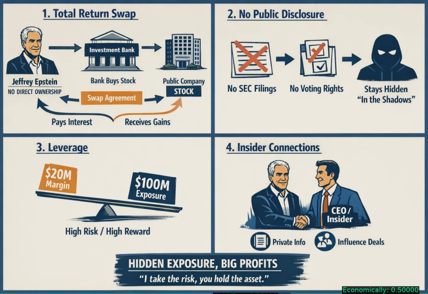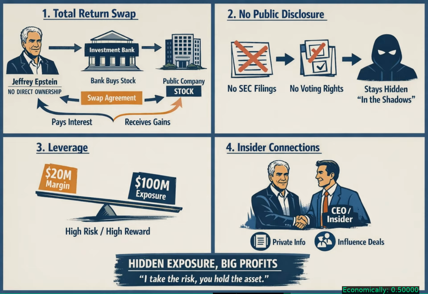Step 2: no public disclosure. Because he doesn't own shares, he doesn't vote, and he doesn't cross ownership thresholds, he can avoid public disclosures, such as SEC 13D or 13G filings, and reduce public association with the company, along with scrutiny from other investors. This is regulatory arbitrage. It wasn't necessarily illegal at the time, but it was highly aggressive.